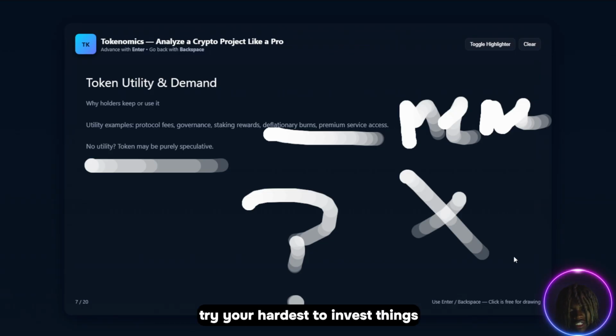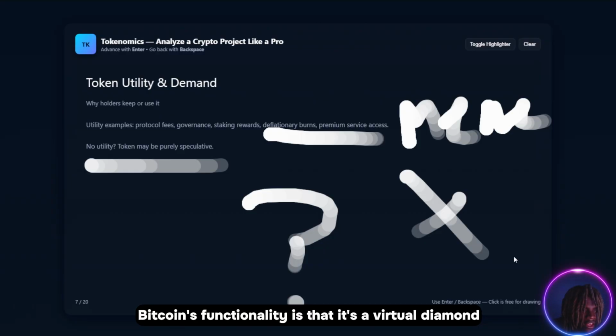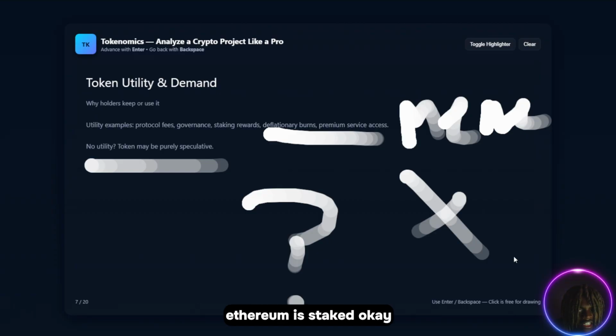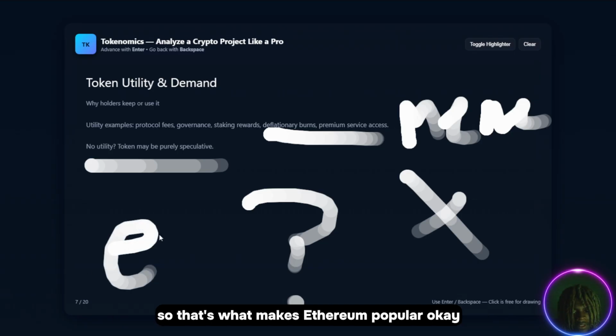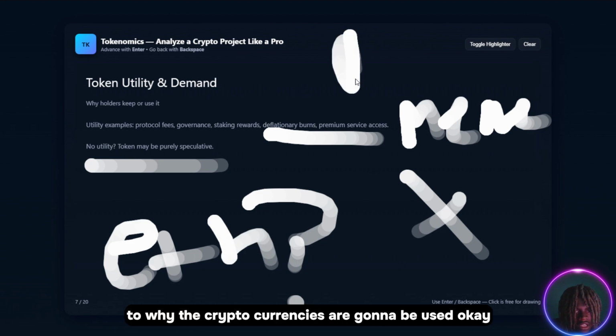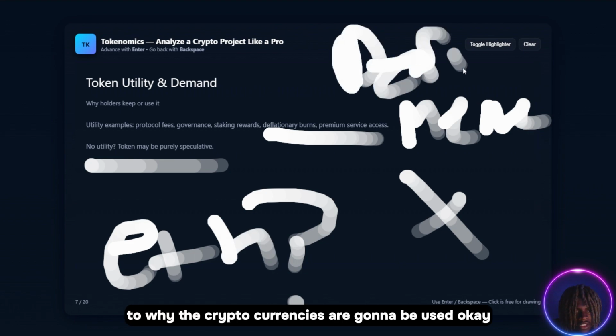Try your hardest to invest in tokens that have functionality. Once again, Bitcoin's functionality is that it's a virtual diamond. Solana is used to trade meme coins. Ethereum is staked, and it's also used to create NFTs in DeFi. The DeFi decentralized network is going to be run by Ethereum, and that's what makes Ethereum popular. There are going to be a lot of examples of why cryptocurrencies are used. Just to figure out why, go ahead and do your research.